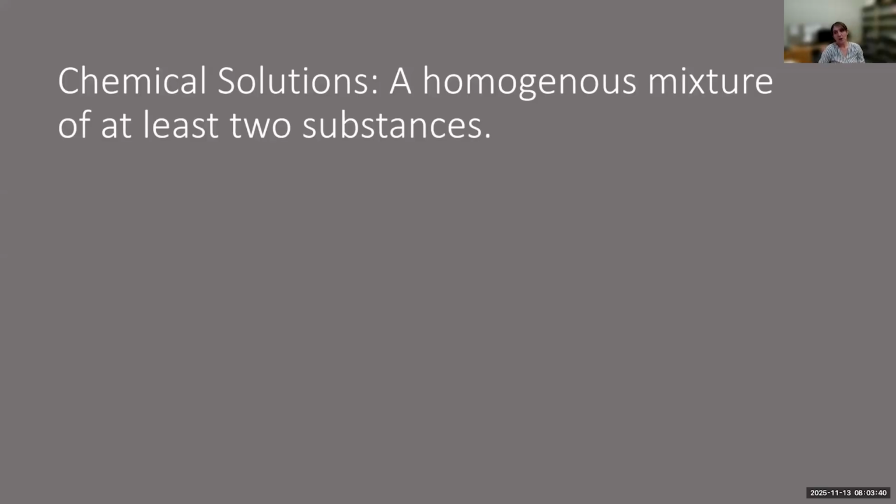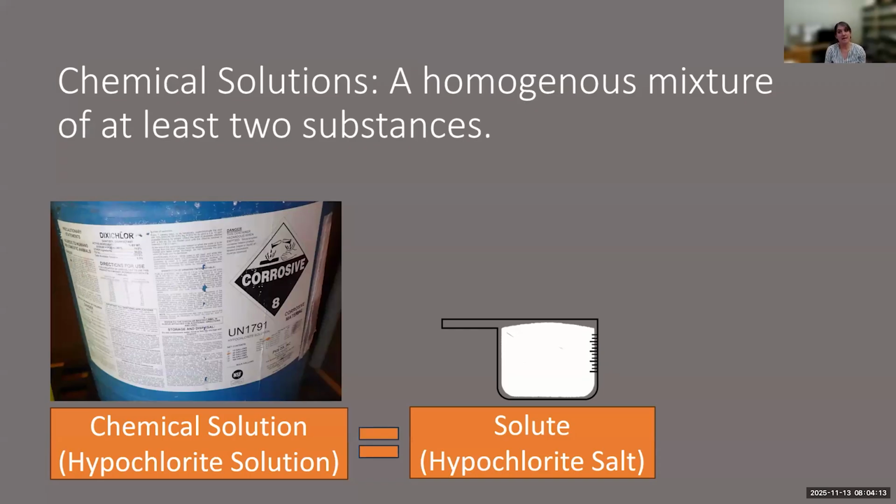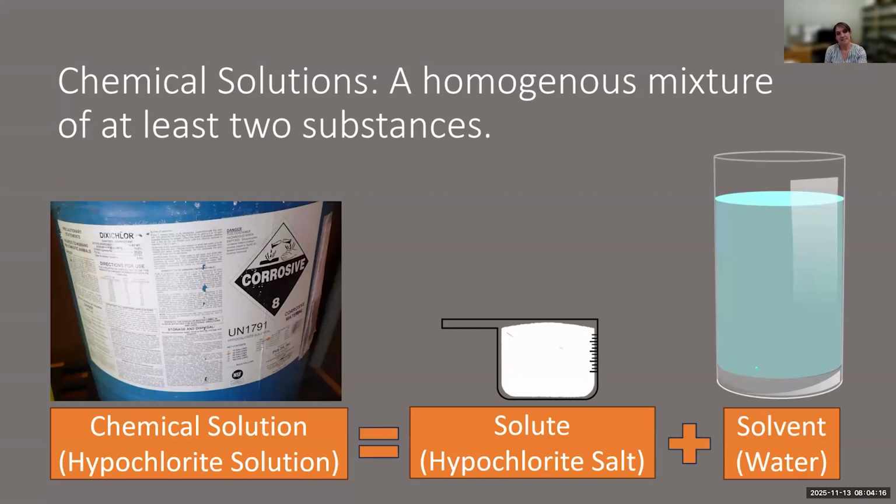Let's start with a quick review of what a chemical solution is. A chemical solution is a homogeneous mixture of at least 2 substances. We have one substance known as a solute that's dissolved in a medium, also known as a solvent. And when I say homogeneous, I mean that the solute and the solvent have combined on a molecular level to become a new substance. For example, a chemical solution that many of us are probably familiar with is hypochlorite solution, or sodium hypochlorite. This is made up of a solute, in this case hypochlorite salt, plus a solvent, which in this case is water.